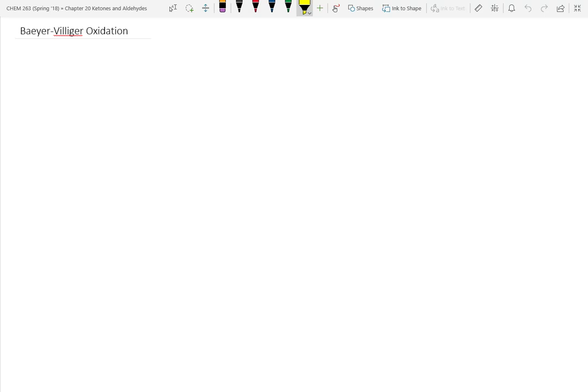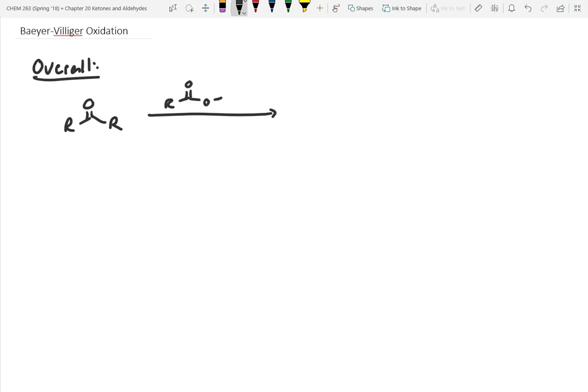All right, the last reaction we have to cover for chapter 20 is a new oxidation reaction that's quite versatile, called the Baeyer-Villiger oxidation. Let's look at the overall reaction and then we'll see it applied in a few different contexts. The overall reaction involves a ketone or an aldehyde, it doesn't really matter.